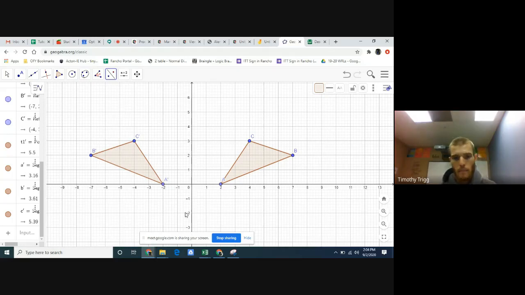So let's take a look at what happened to the points. Point A went from 2, 0 to -2, 0. Point B went from 7, 2 to -7, 2. And C went from 4, 3 to -4, 3. So as you can see, it reflected across the y-axis there. Each point is the same distance from the y-axis. See that? So let's talk about this a little bit further.